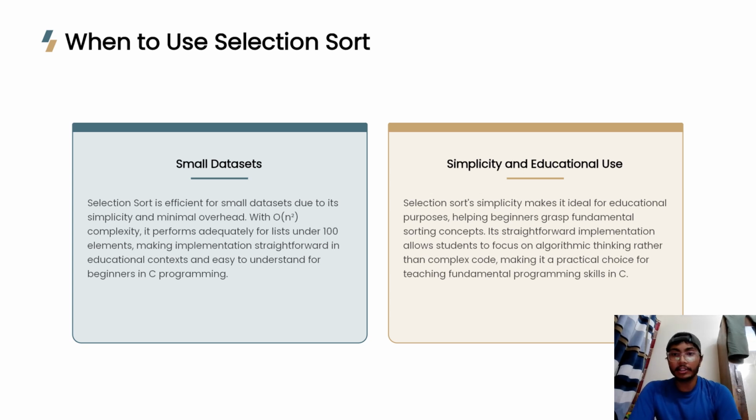Simplicity and educational use. Selection sort's simplicity makes it ideal for educational purposes, helping beginners grasp fundamental sorting concepts. Its straightforward implementation allows students to focus on algorithmic thinking rather than complex code, making it a practical choice for teaching fundamental programming skills in C.